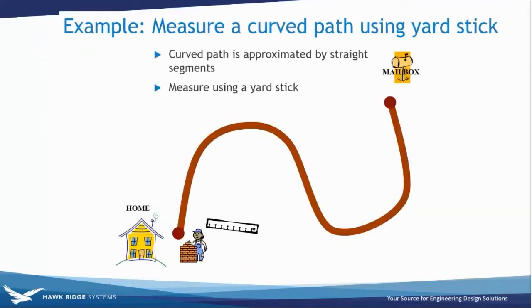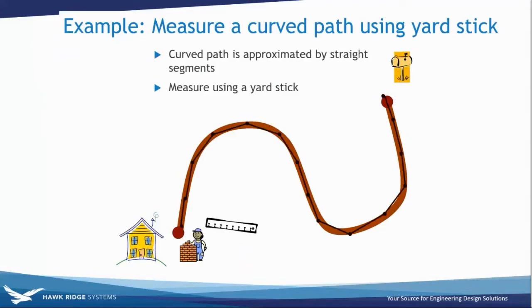Let's visualize the FEA process with a simple 2D example. I want to measure the length of this curved path, but all I have is a yardstick. So in order to estimate the length of the curved path, I have to break it into straight segments. I need to measure those straight segments with the yardstick and then add them together to get the final length of the curved path. So you can see the actual solution is the red curved path, and my approximated solution, using my nice little yardstick there, are all those little discrete black lines.